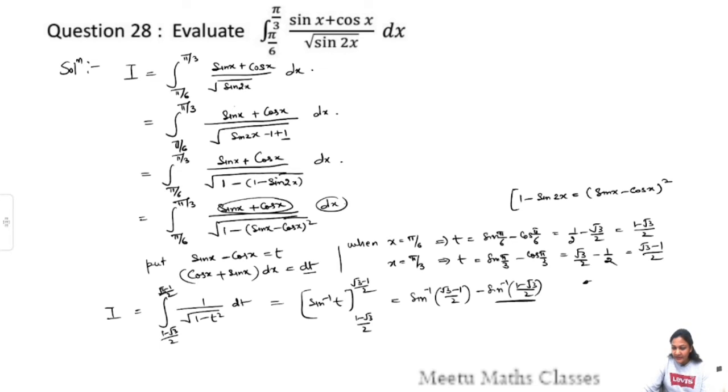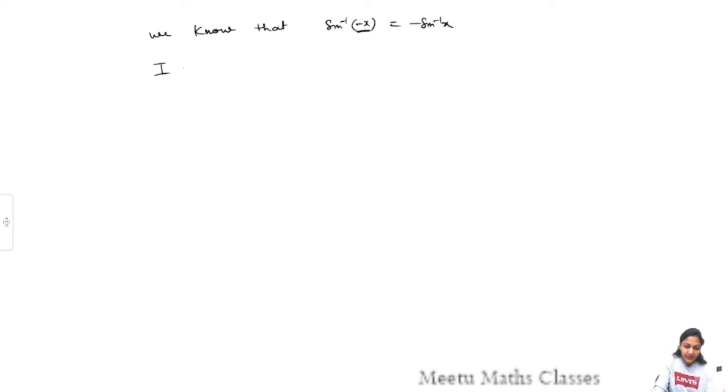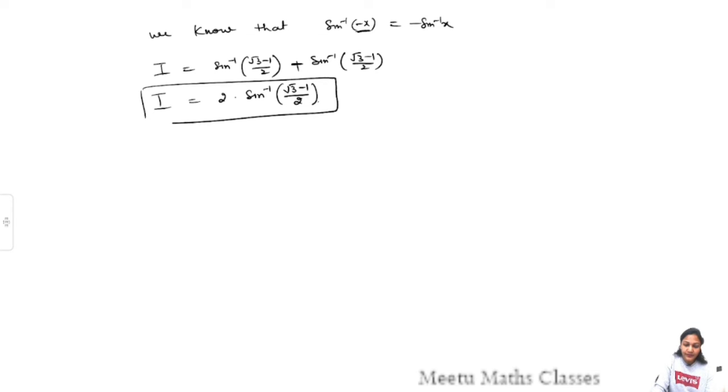You will get I will be sine inverse of root 3 minus 1 upon 2, and in your second function, if you take the minus common, you will get the same function again, and that will give you 2 times sine inverse root 3 minus 1 upon 2, and this is your answer.